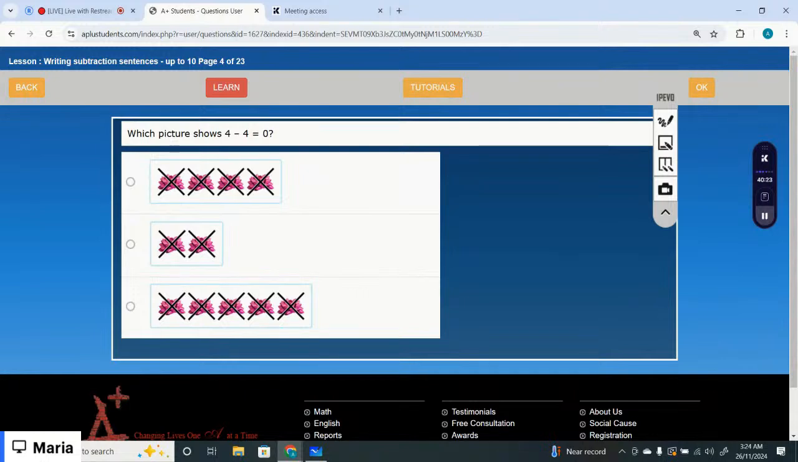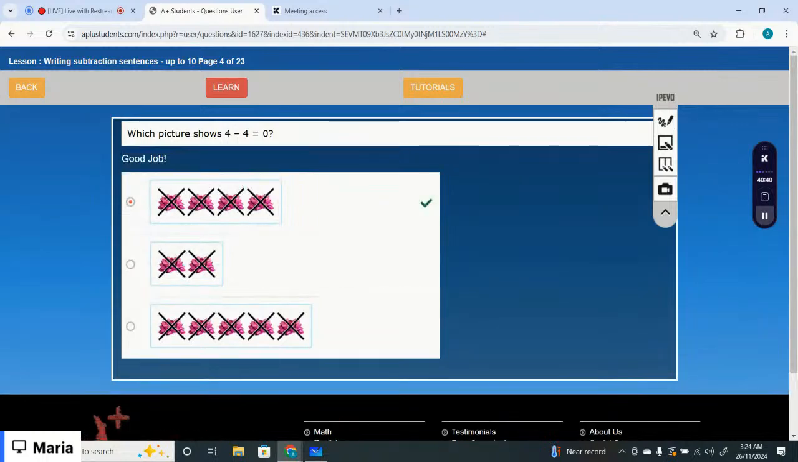Which picture shows 4 take away 4 is 0? So you are given three options. You need to select the one that shows 4 take away 4 is 0. So option number 1 is the correct option. You can see here 1, 2, 3, 4 flowers. They all are crossed out. So you are left with 0. Right? Option number 1 is the correct option. That is 4 take away 4 is 0.